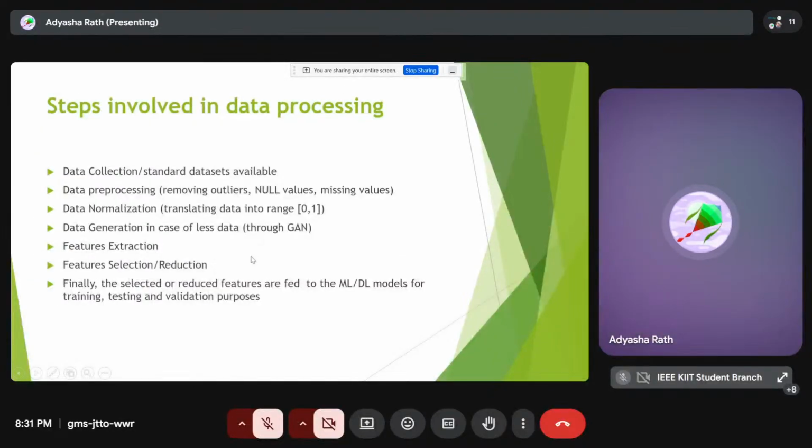So these are the steps involved in data preprocessing: data collection, data preprocessing. It involves removing outliers, null values, missing values, data normalization, translating the data into the range 0 to 1, data generation through GAN if we have less data, feature extraction, feature selection or reduction. Finally, the selected or reduced features are fed to the ML or DL models for training, testing, and validation purposes.